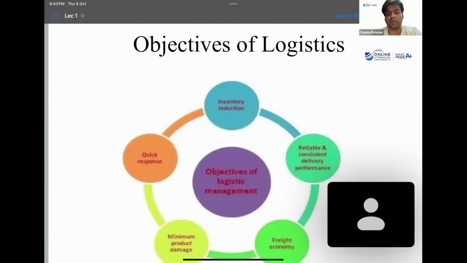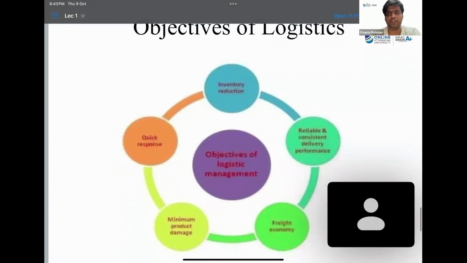Now coming to the next topic, that is objectives of logistics. On your screen there is a picture; if you see it and try to understand the objective of logistics through it: the main goal of logistic management is to ensure that the right product reaches, as we have already discussed. The ultimate work of logistics is that our product reaches at the right time, in the right condition, at the right cost, at the right place.